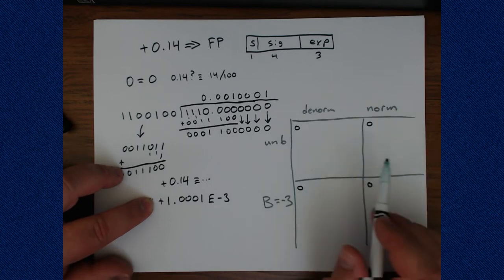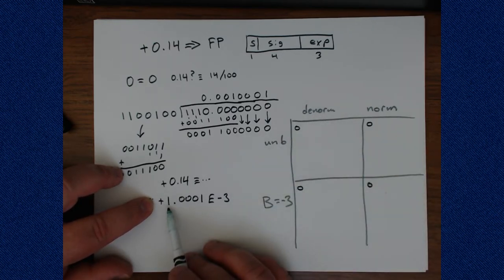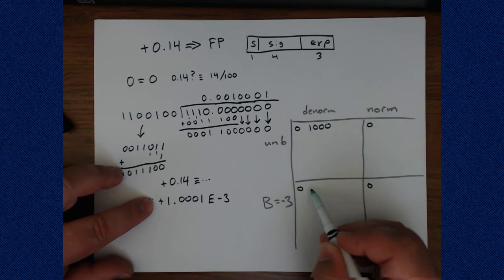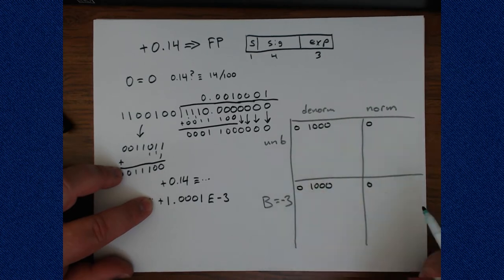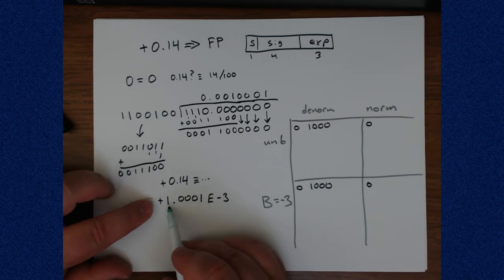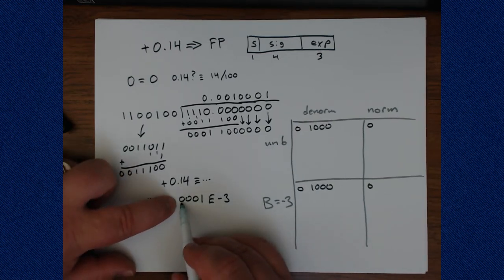Easy. Now we need the significand. In denormalized, we just take the most significant 4 bits. So 1, 0, 0, 0. And store those. In a normalized one, we assume there's a 1, so we don't have to store the 1 in the radix, we just store the first 4 bits after that. So 0, 0, 0, 1.